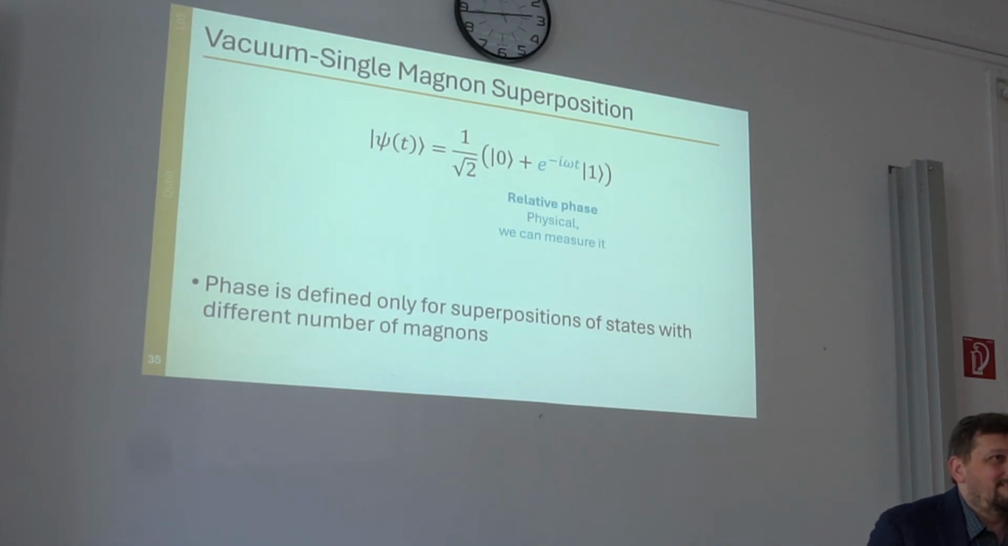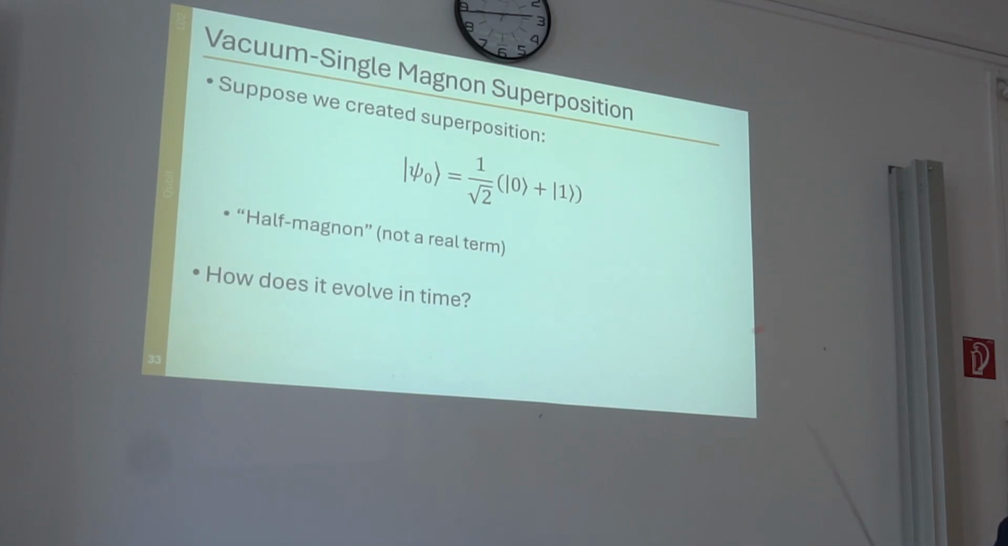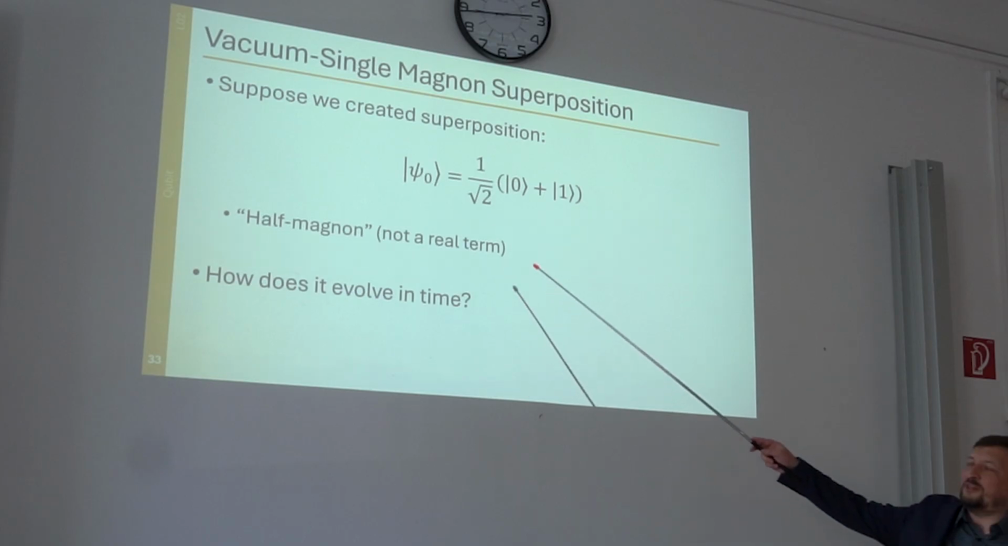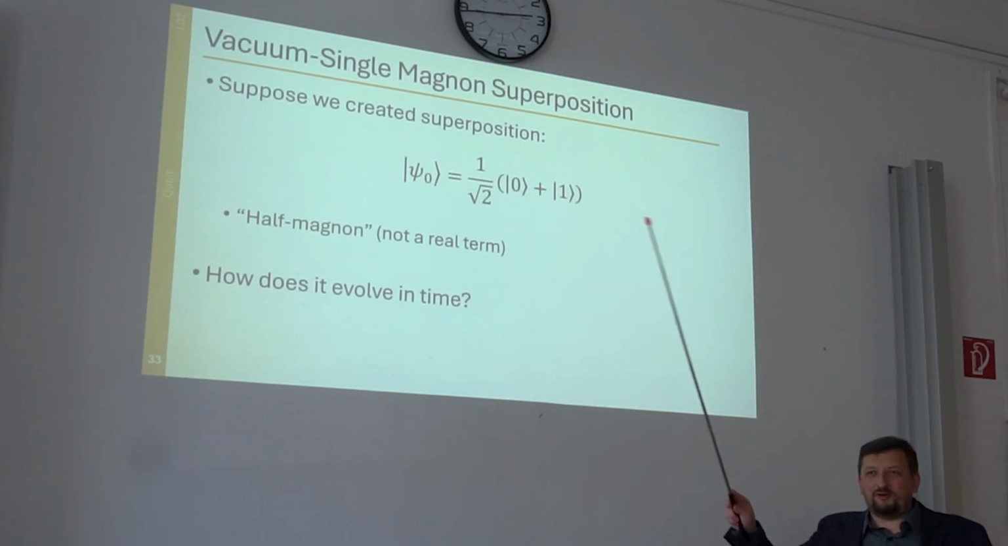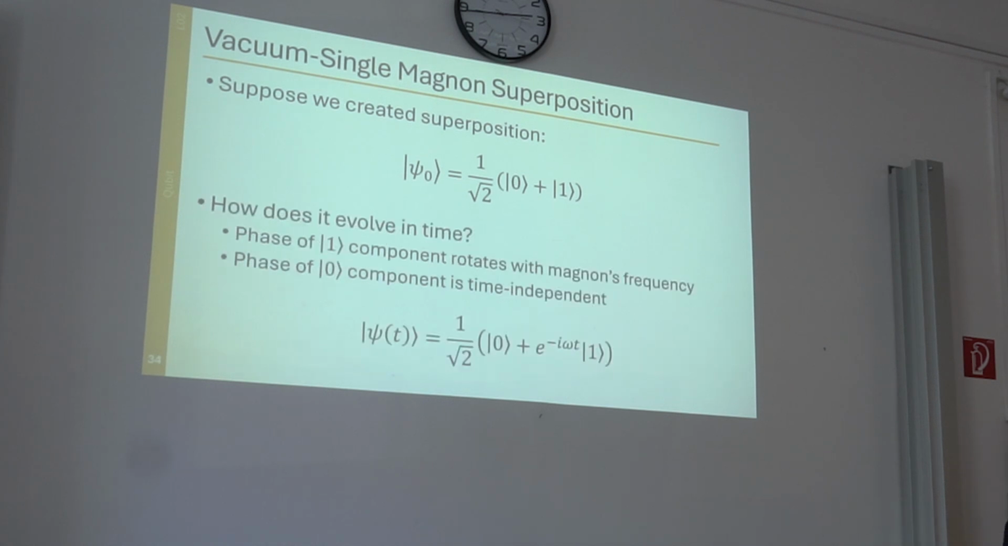Half magnons, well, it's a bad term. The expectation value of our system is half. Like if you take the expectation value of energy, you'll get 1/2 of h omega. But this is not a real term, so don't use it. I will remove it. It's confusing actually.